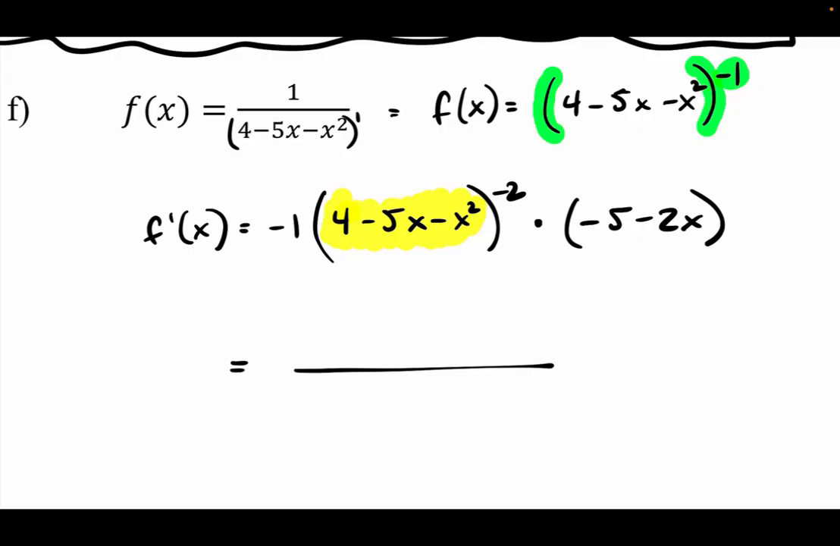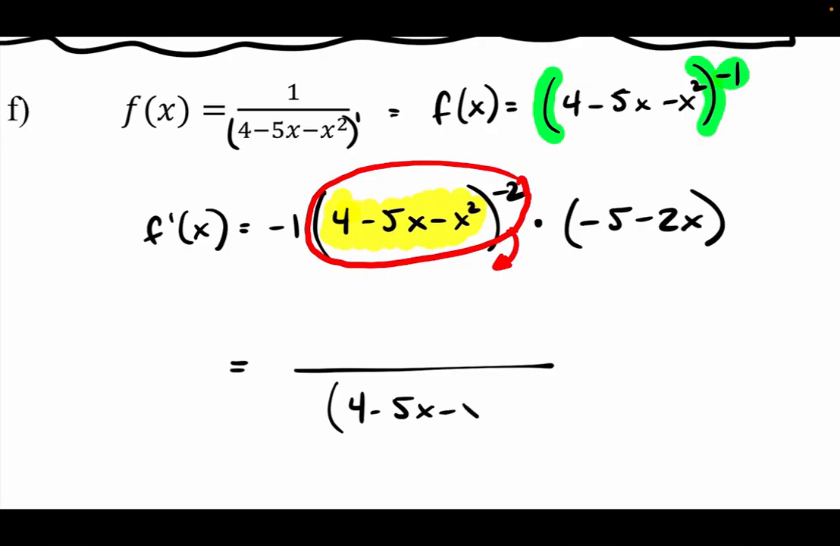So what I'm going to do is two things. First, I'm going to move this guy down because it's got a negative power. It came from the bottom, so I'm going to move it back down to the bottom. But now it's going to have a squared to go with it. So what stays on top? Negative 1, and then the binomial negative 5 minus 2x.